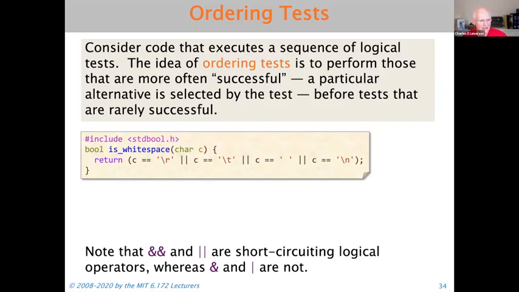Now, the white space characters are carriage return, tab, a blank space, and a new line. This code simply tests them, and it uses the double bar operator, which is the short-circuiting logical operator. This is the operator that quits as soon as it finds the first case. And yes, compilers do short circuit.